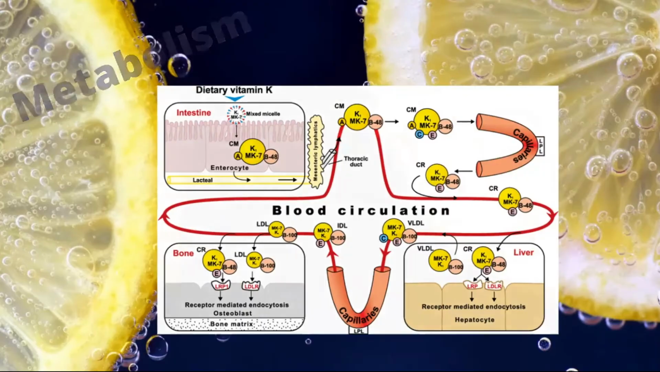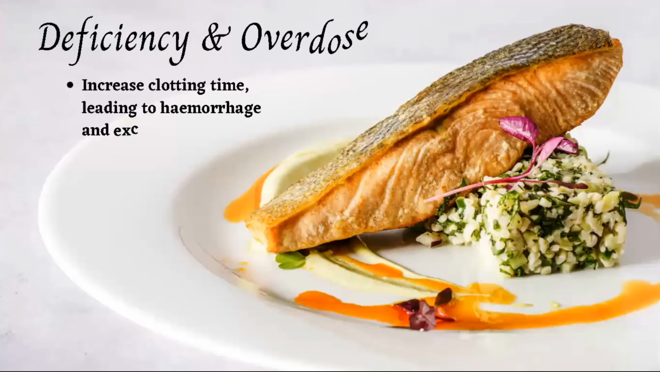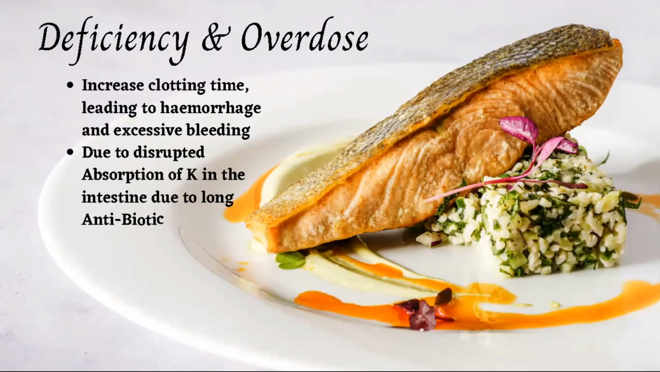So when we say that it is important, what is its deficiency and what can happen? If there is a deficiency in vitamin K, there is an increase in clotting time. Increased clotting time leads to blood loss and hemorrhage in the system, which can contribute negatively to the system.